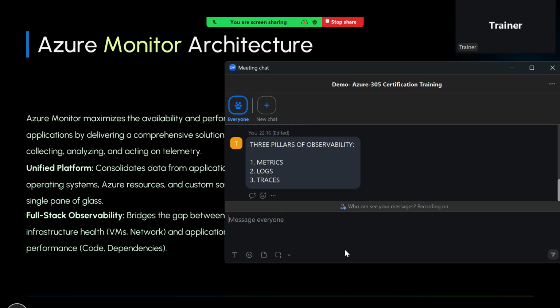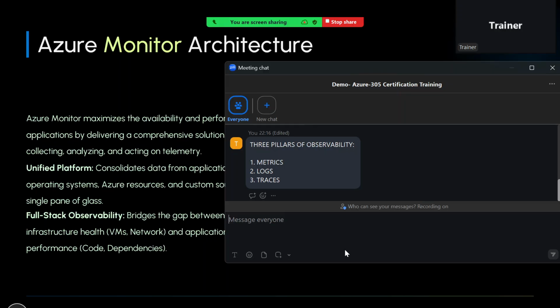For example, CPU is 25%, then memory 60%, then disk 40%. And what about pillar 2, that is logs? Logs record detailed events, for example application started, user logged in, API failed, VM restarted, and authentication failed. So logs answer what exactly happened.